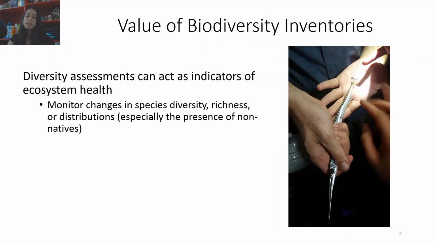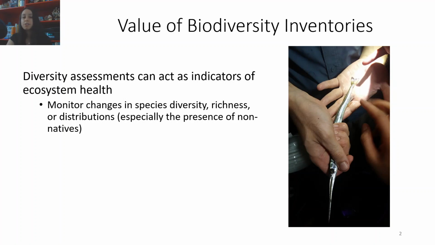Before we begin discussing the freshwater fish fauna in Barra de Colorado and in Costa Rica more broadly, we should first revisit and understand the value of biodiversity inventories. Diversity assessments can act as indicators of ecosystem health. By monitoring changes in species diversity, richness, or distribution, we can use this information to better understand how different things have impacted particular ecosystems and how ecosystem health is being impacted overall.